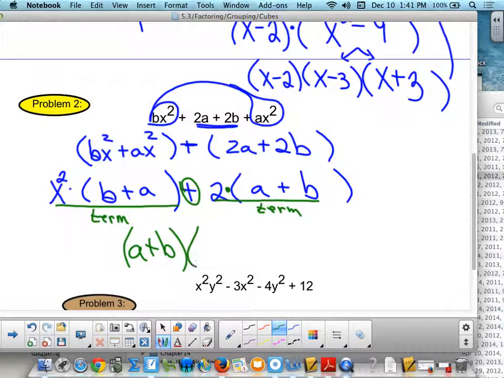Then you say, well, if I take it out, x squared plus what? Plus 2. My last question is going to be, are you done? Can you factor a plus b? In case it's a binomial, the only thing a binomial can be is the difference of 2 perfect squares. Is that the difference of 2 perfect squares? No. Is that the difference of 2 perfect squares? No. You're done.